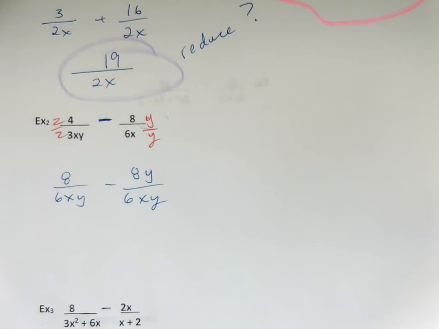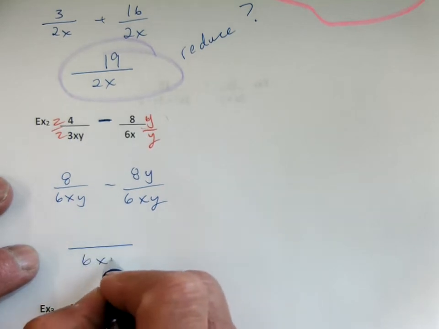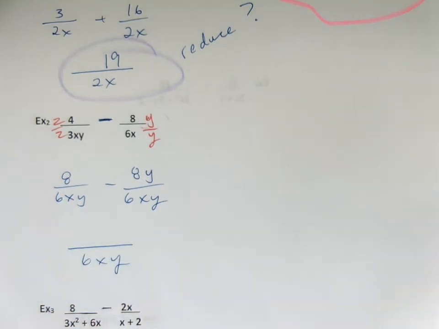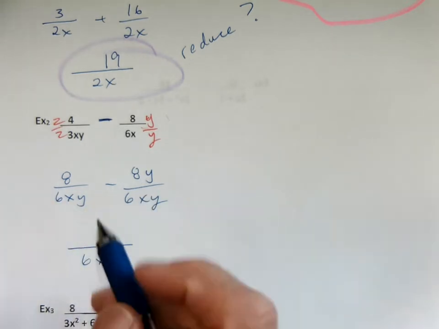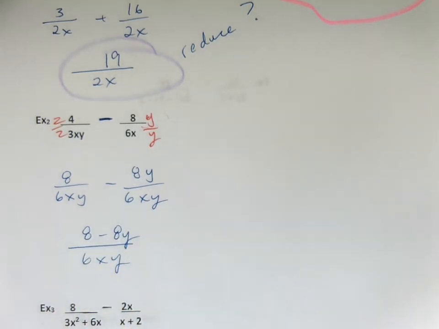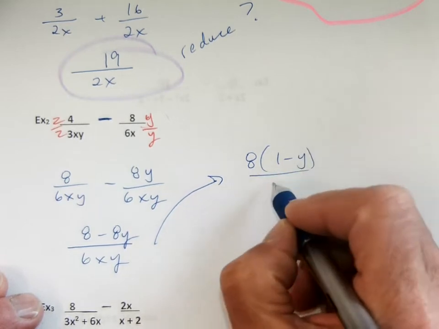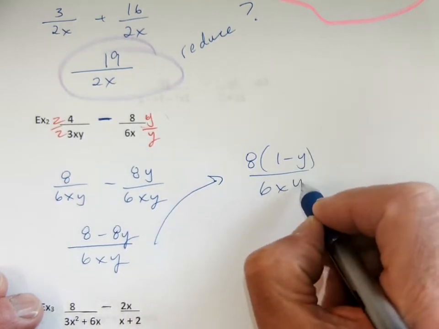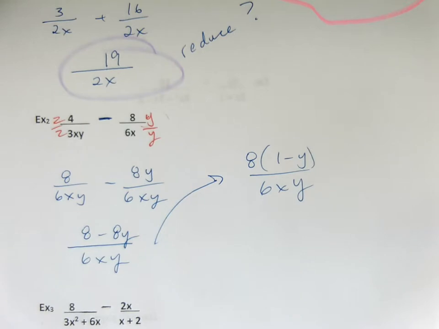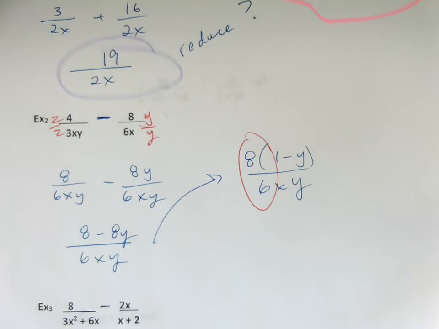Once we have the common denominator, we can just write it down: 6xy. We can combine them, we can subtract them. So I'm just going to go 8 subtract 8y. That will factor, but it won't do us any good. I could factor out an 8 and have 1 minus y over 6xy. Oh, there's a little bit of reducing we could do, actually. You guys see a little bit of reducing I can do right here? I can reduce it a little bit.